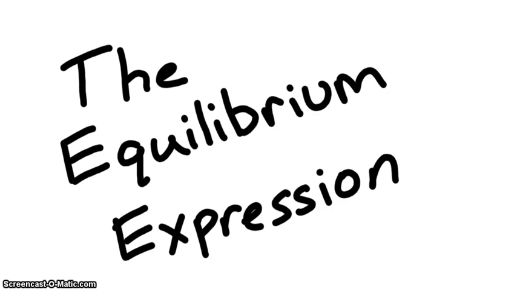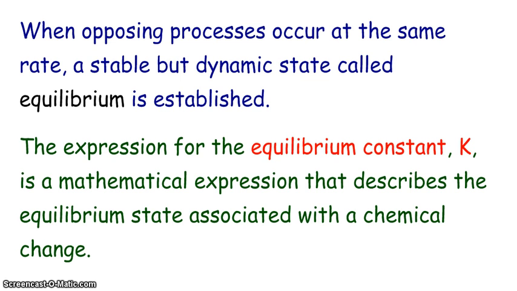The equilibrium expression. When opposing processes occur at the same rate, a stable but dynamic state called equilibrium is established. The expression for the equilibrium constant, K, is a mathematical relationship that describes the equilibrium state associated with a chemical change.